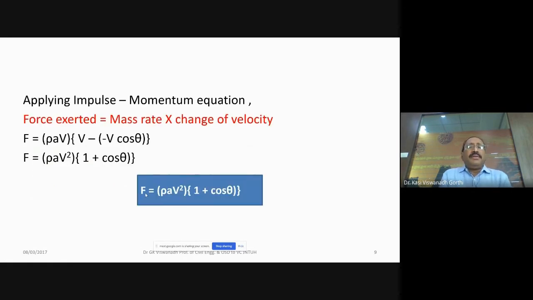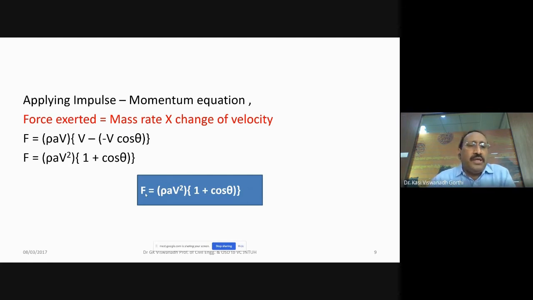Apply the impulse momentum equation. Force exerted will be equal to mass rate into change of velocity. So mass rate is rho a v, because it's a fixed liquid jet and the vane also is fixed. It is something like case one, where you have the liquid jet striking a stationary flat plate. Now in this case, a liquid jet is striking a stationary curved plate. That is the only difference.